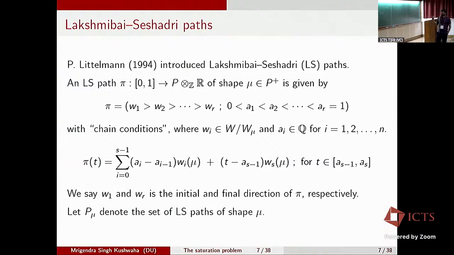So if I take mu in P plus, then an LS path pi of shape mu is given by this sequence.